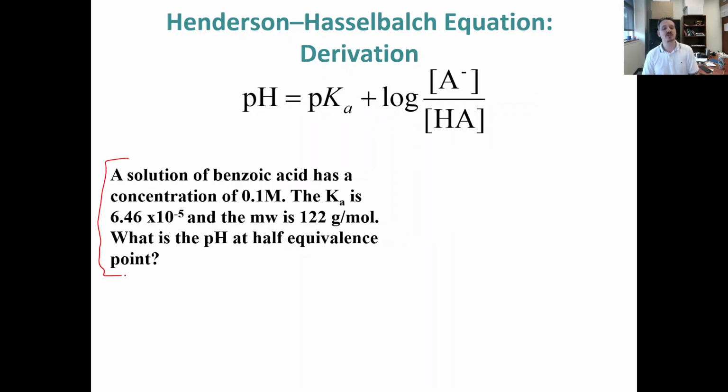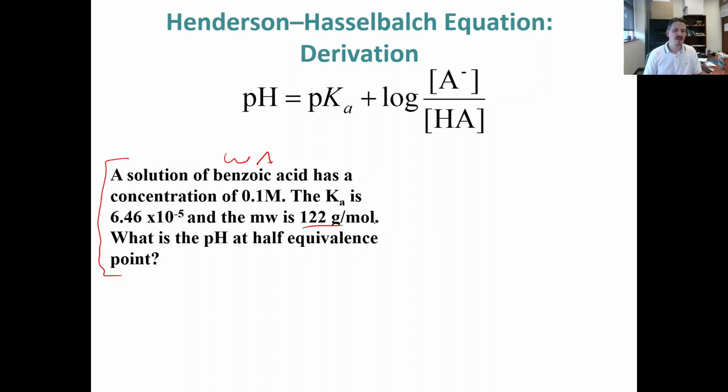A benzoic acid solution has a concentration of 0.1 molar. The Ka is 6.46 times 10 to the negative 5. Okay, it's not sulfuric acid, it's not hydrochloric acid, it's not nitric acid, and it has a Ka, it's a weak acid. The molecular weight is 122 grams per mole. What's the pH?